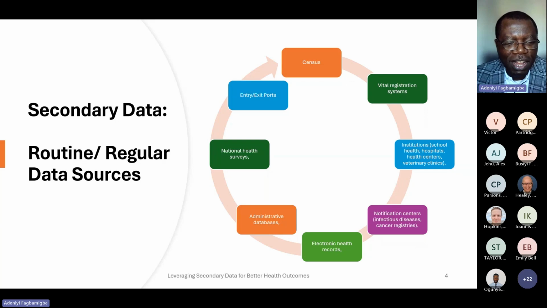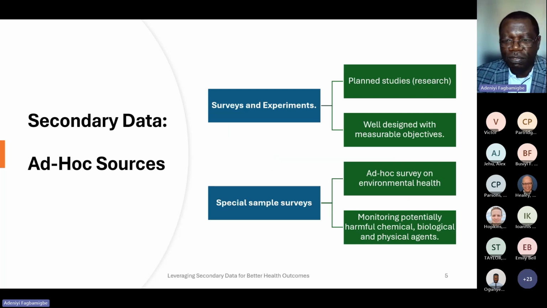There are two major sources of data. We have the regular sources, and we have what we call the ad hoc sources. So what are the regular? These are the data that are collected continuously. They are usually collected via sensors, vital registration systems in hospitals, in ports of entry, in airports, in seaports, and so on, disease notification centers, and electronic health records. These are just some examples of the regular sources of data.